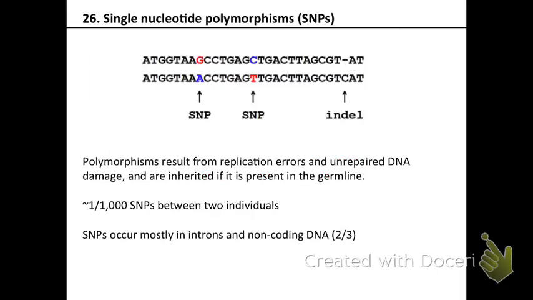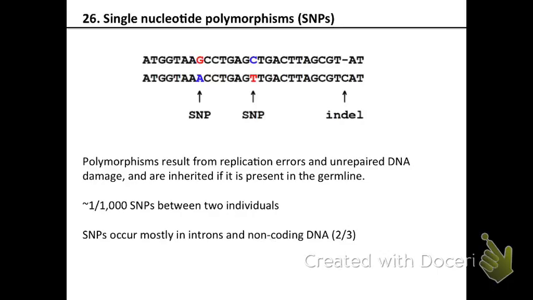All right, so how do these polymorphisms actually appear? Polymorphisms means the differences, right? These polymorphisms appear mostly due to errors in DNA replication and errors in the repair of DNA. So polymorphisms result mostly from replication error and unrepaired DNA damage, and they're inherited if they're present in the germline, right? Most of the SNPs actually occur in introns and non-coding DNA.